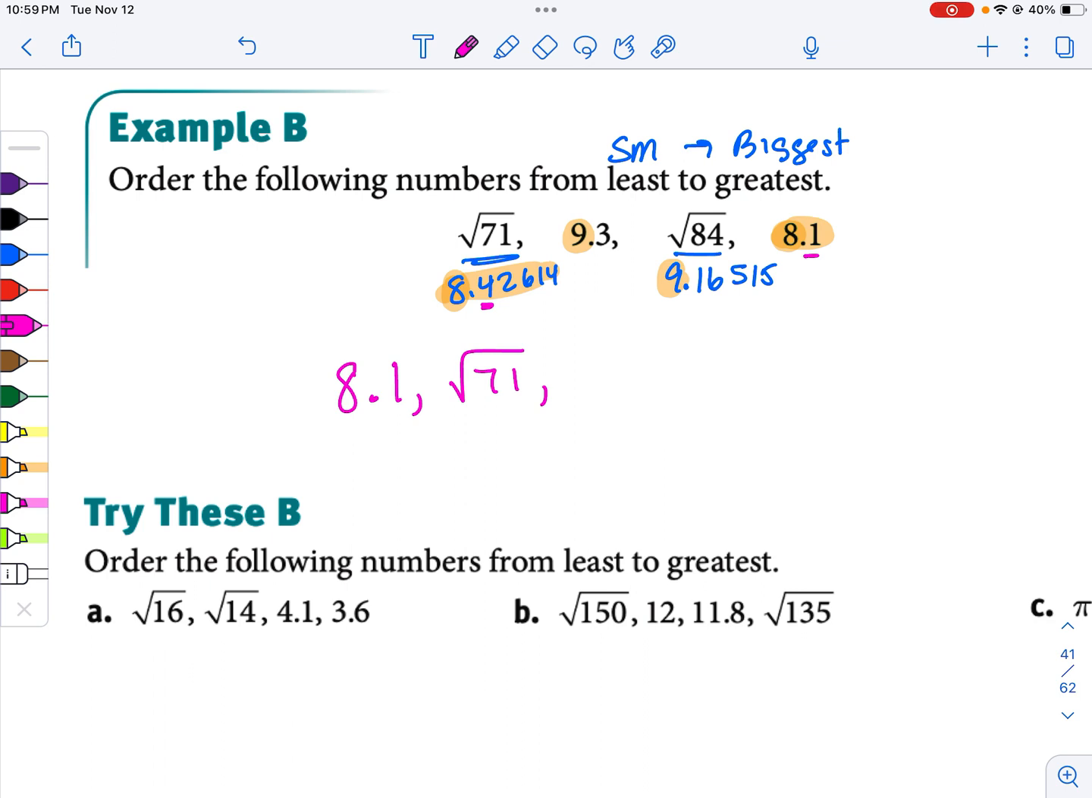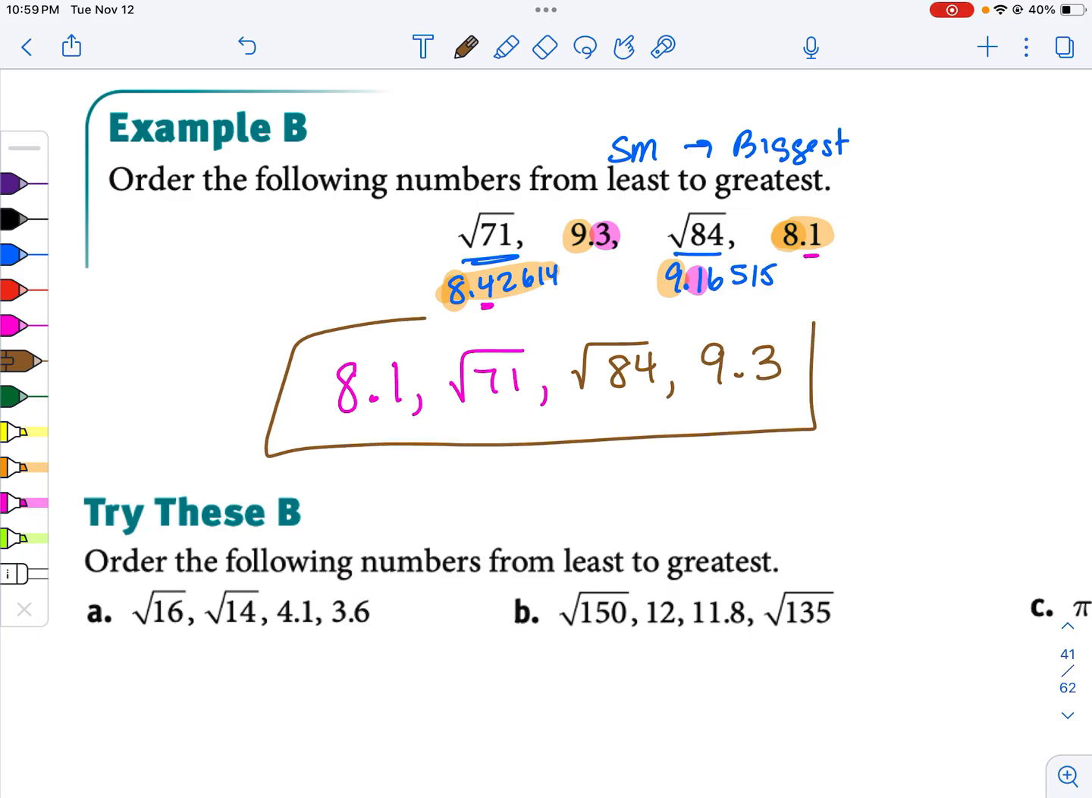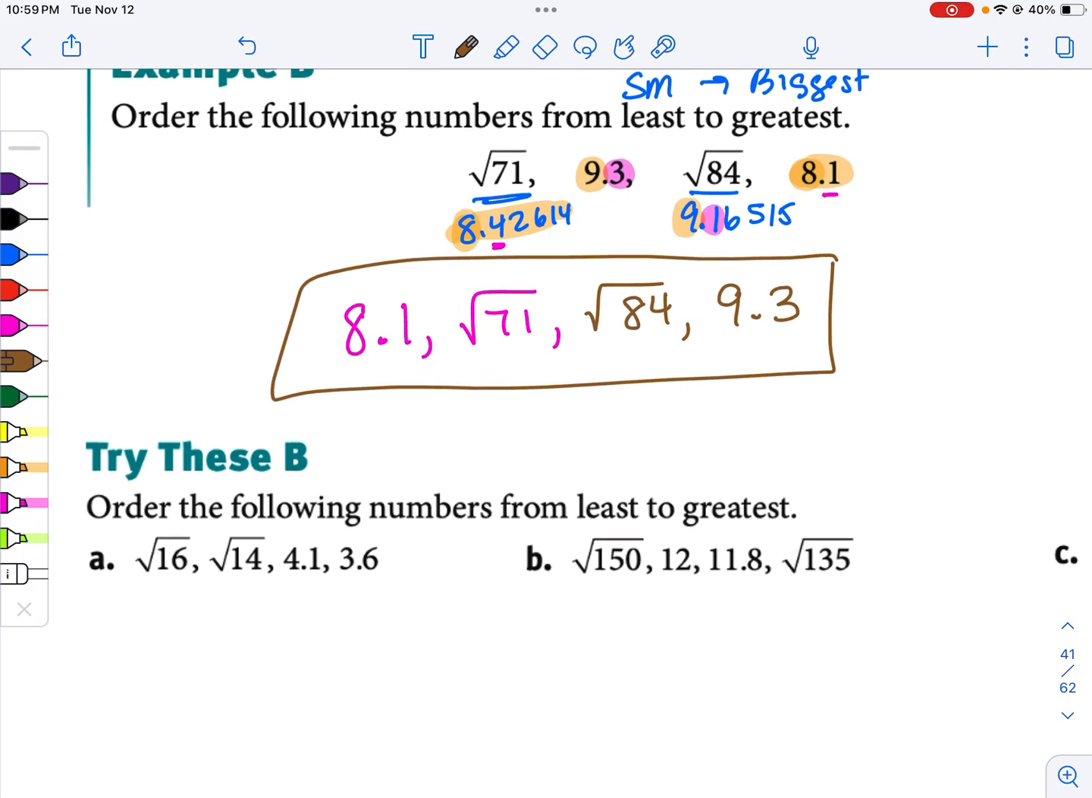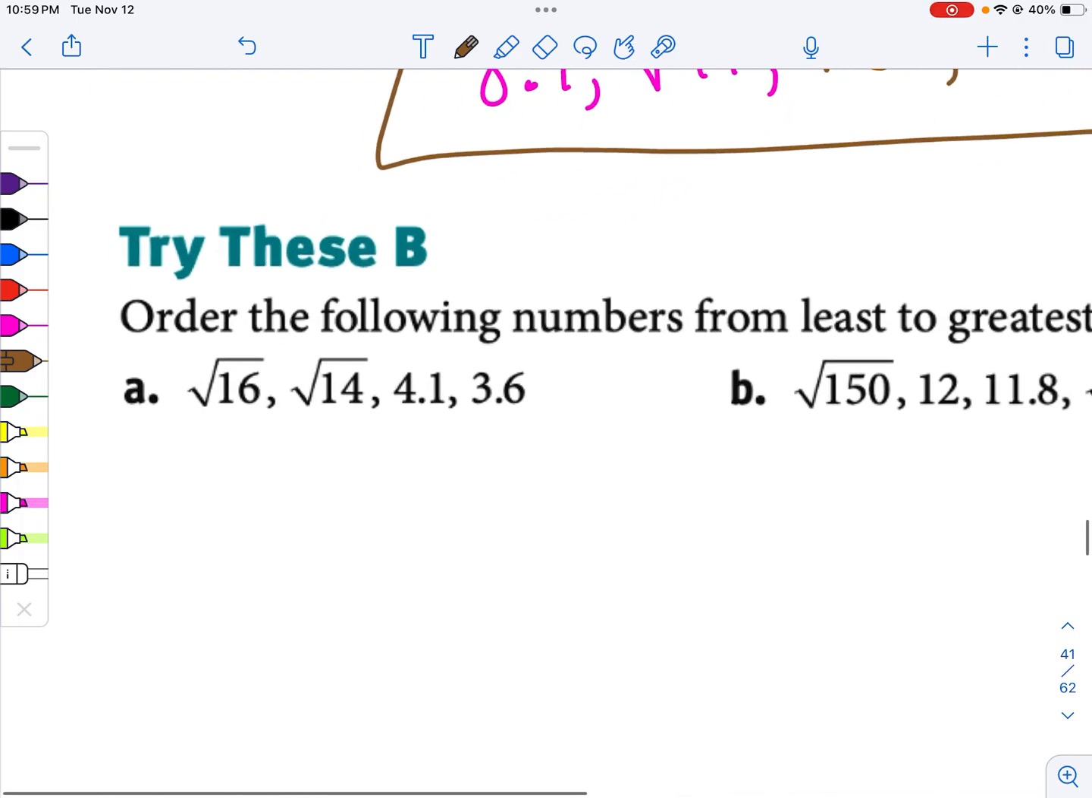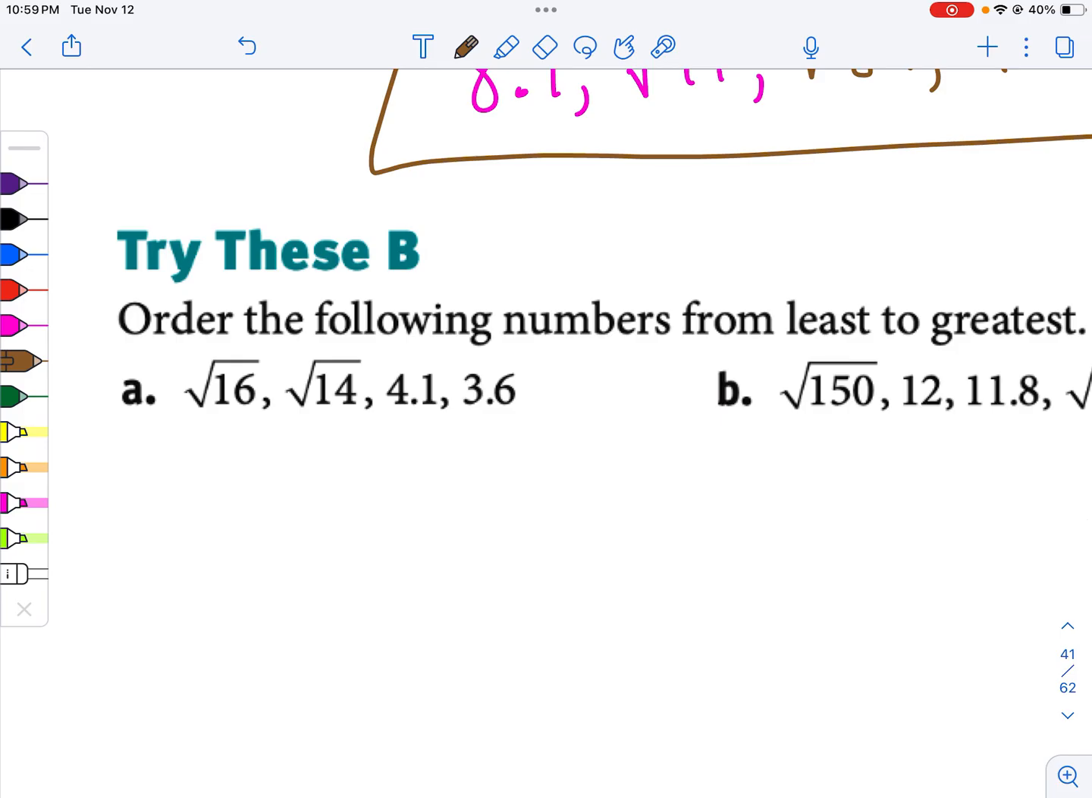Okay, now I look at my 9s, right? My 9s have to come next. So if I look at my 9s, this is 9.3 and this is 9.1. So I know 9.1 is smaller, so that means root 84 has to go next. And the biggest number in that group is 9.3. So we've got to make sure we change all of the roots to decimals, and then we can compare those numbers.